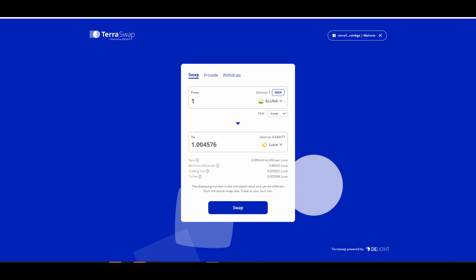And you might be thinking to yourself, well, couldn't I just exchange Luna to get BLuna to begin with? You can definitely do that, but if you look at the price there, you can see that you're not able to make a one-to-one exchange. You're gonna have to pay a premium in order to convert your Luna to BLuna.